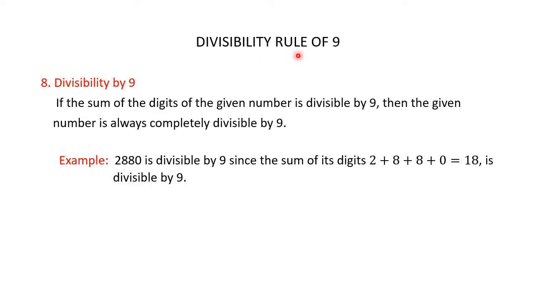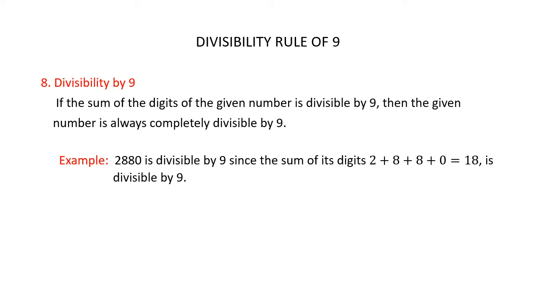Divisibility rule of 9. If the sum of the digits of the given number is divisible by 9, then the given number is always completely divisible by 9. This means if you have to check whether a given number is divisible by 9, then add all the digits of the given number. If the answer you get is divisible by 9, then the given number is also divisible by 9. Let's understand this with an example.